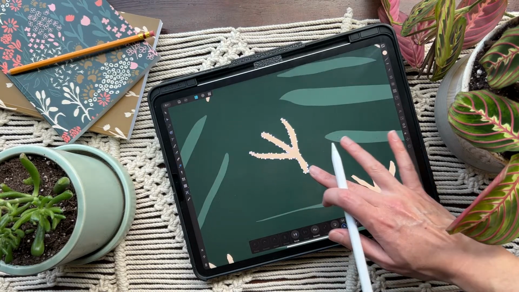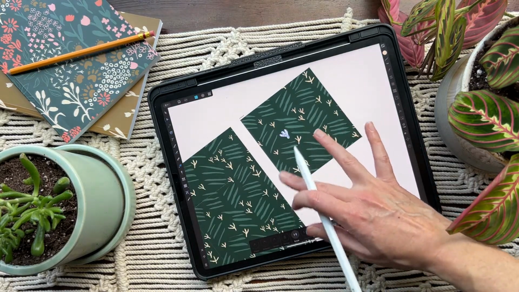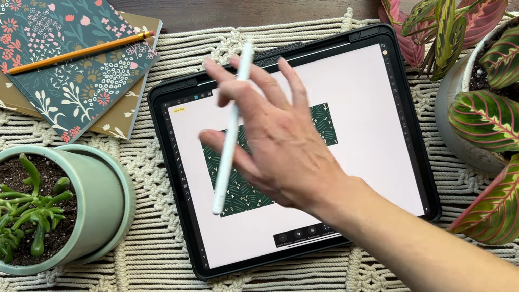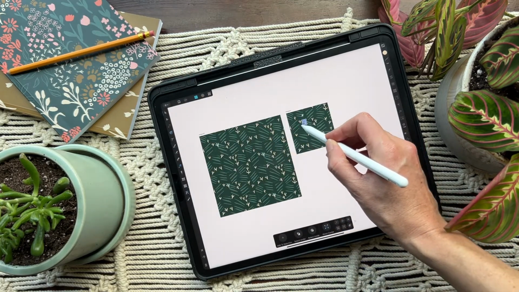So for the app, I like to use Affinity Designer, and I have a whole video about why that I'm going to link to in the description. So if you want to learn more about why I use that app when I work with vectors on my iPad, you can see all about that in the other video.